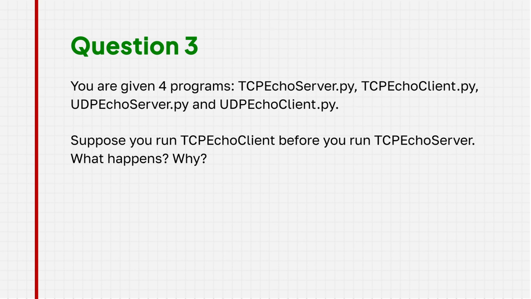Now, you're given 4 programs: TCP echo server and client, and also for UDP. Suppose you run the TCP echo client before you run the TCP echo server. What happens? Has anyone tried this? Does anyone know where to find the files?